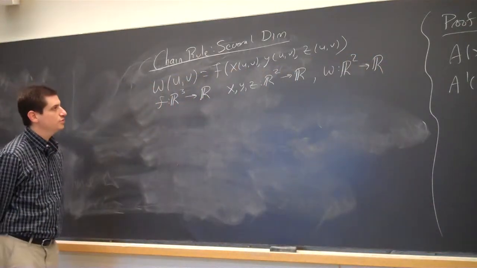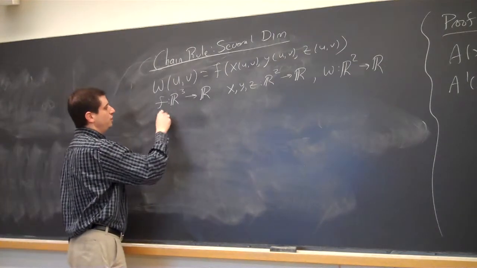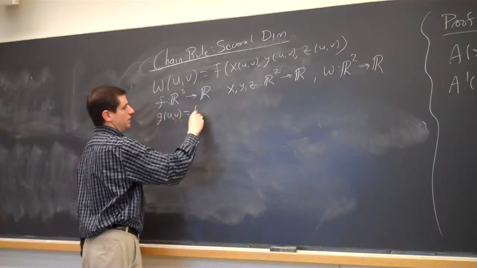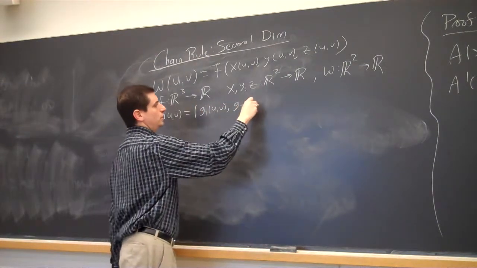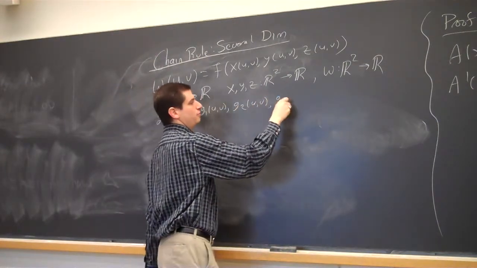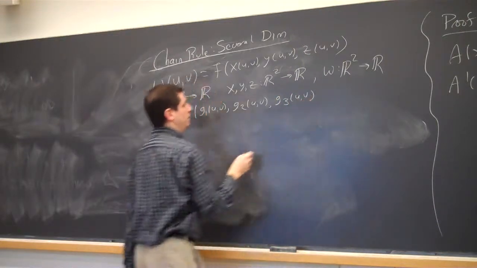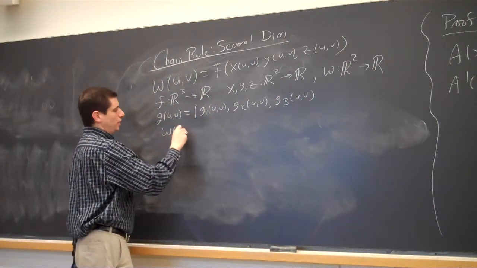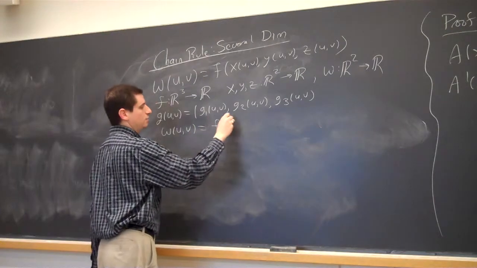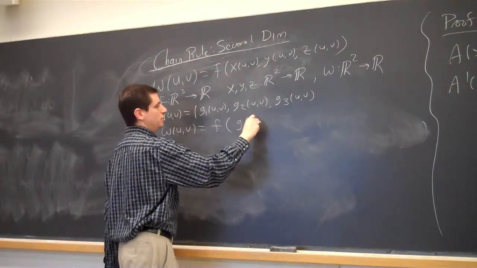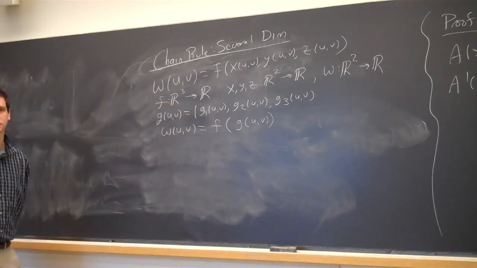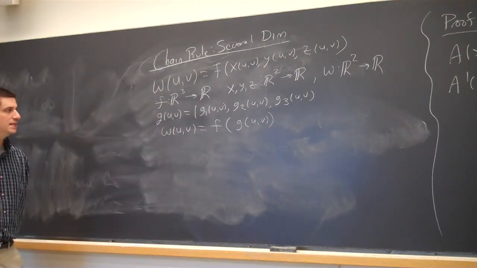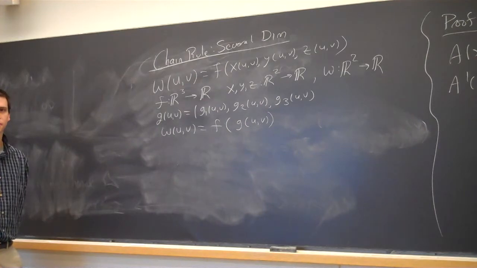Sometimes it's nice to introduce a new function. G of uv is G1 of uv, G2 of uv, G3 of uv. And then you could write W of uv is F composed with G of uv. Then you have a chain of functions. Okay? The book completely hides this notation.